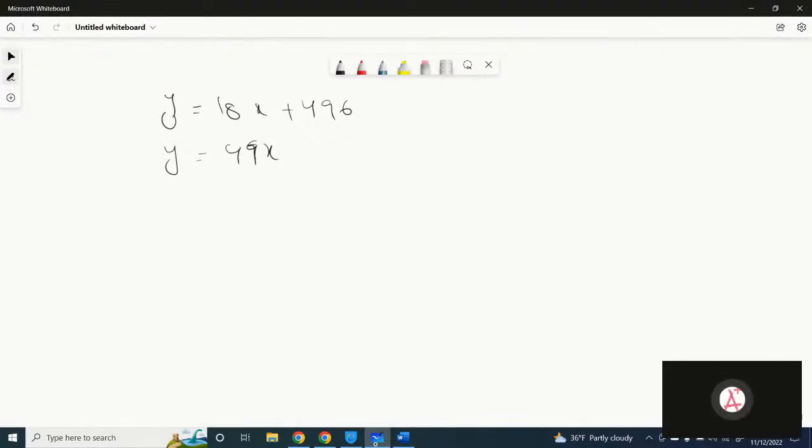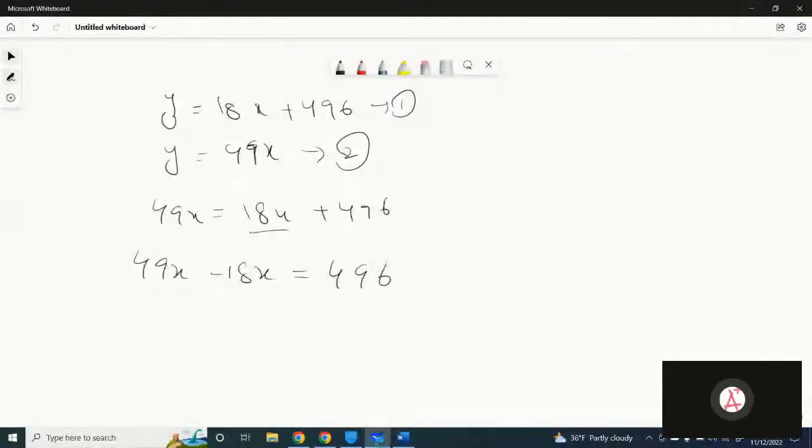Let me just use the substitution method. Let's substitute y equals 49x in equation number 1. So it would be 49x equals 18x plus 496. Just move 18x to the other side and subtract. 49x minus 18x equals 496. Let me just use the calculator. 49 minus 18 is 31. 31x equals 496. Divide both sides by 31. So x equals 16.